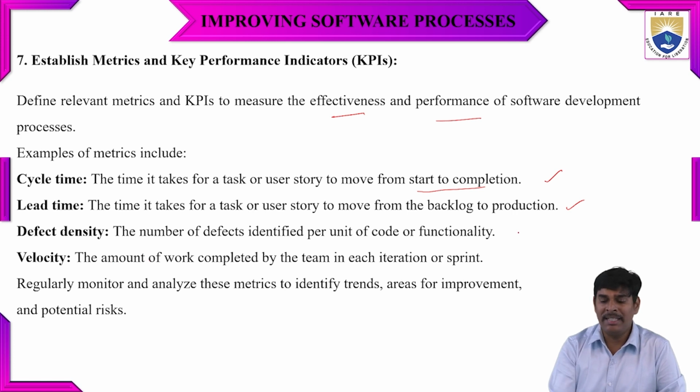And defect density. In defect density, we need to identify the number of gaps, issues or defects identified per unit of code or functionality. The next one is velocity. Velocity is nothing but the amount of work completed by the team in each iteration of the sprint. So these are the main metrics to regularly monitor and analyze to identify trends, areas of improvement and potential risks, to improve the software development process.